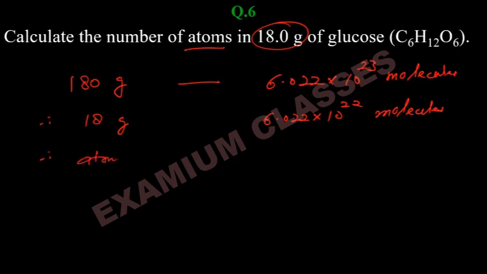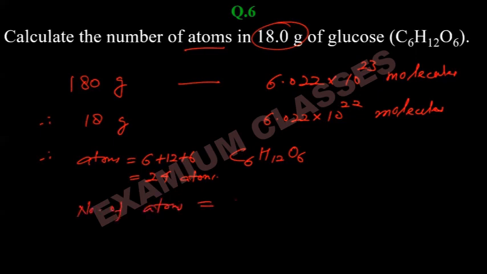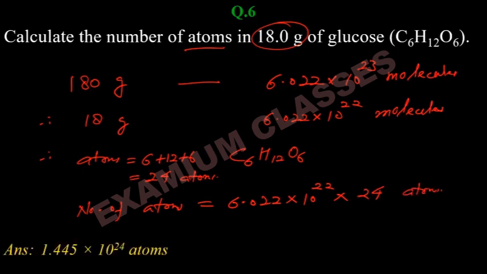Hence, atoms will be, C6H12O6. How many atoms are there in one molecule? There are 6 plus 12 plus 6. 6 carbon, 12 hydrogen, 6 oxygen. 24 atoms are there in one molecule. It means number of atoms will be number of molecules, that is 6.022 into 10 power 22 multiplied by 24. And once you solve it, you will get 1.445 into 10 power 24.